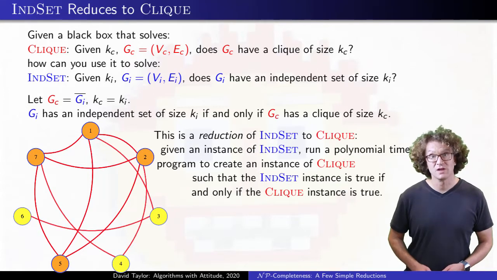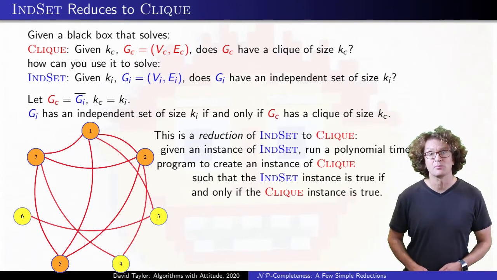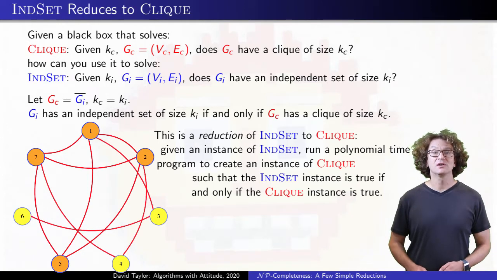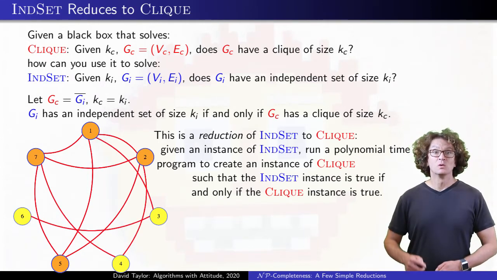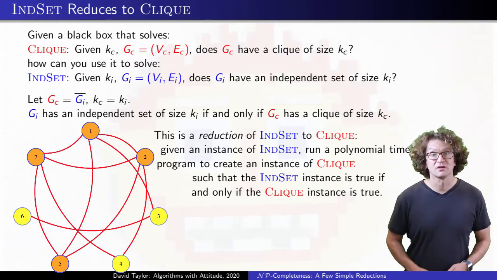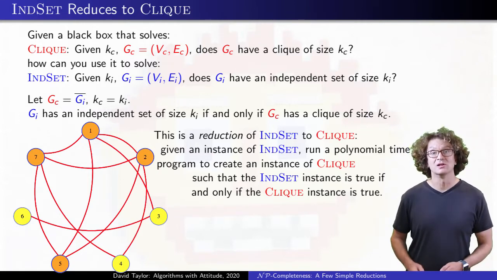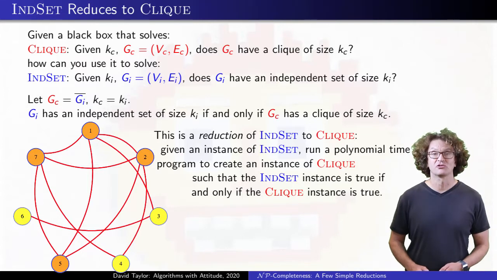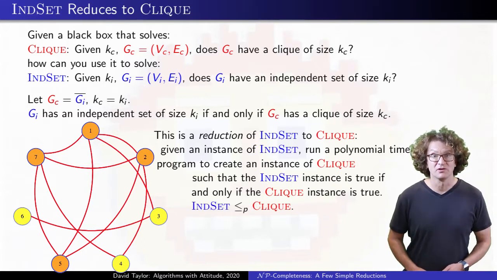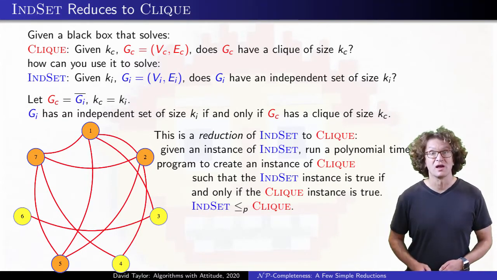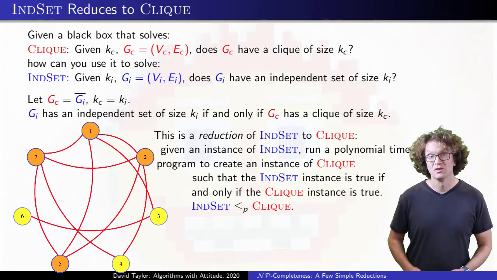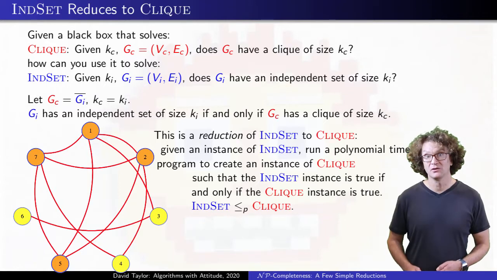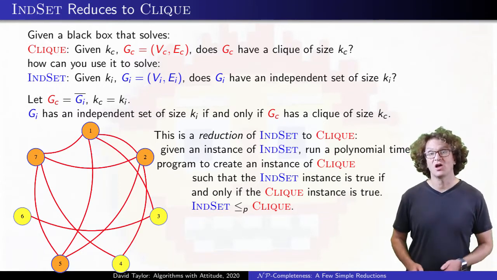There are a few different types of reductions, but this is the type we're going to care about here. Given an instance of independent set, in polynomial time, we can create an instance of Clique such that the original problem and the new problem both have the same yes or no answer. We symbolize that where the less than or equal sign implies that the independent set isn't harder than the Clique problem because the Clique problem can be used to solve it.